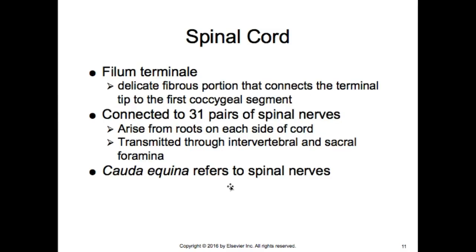There's the filum terminale, which is the delicate fibrous portion that connects the terminal tip to the coccygeal segment. So it holds the spinal cord in place and keeps it pulled down. Otherwise, it would just spring up. The cord is connected to 31 pairs of spinal nerves. They arise from the roots on each side of the spinal cord and are transmitted through the intervertebral and sacral foramina. There's also the cauda equina, which refers to the spinal nerves below the conus medullaris.